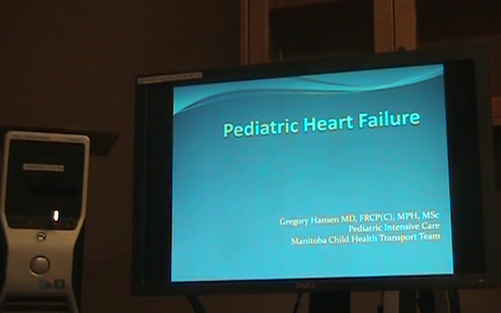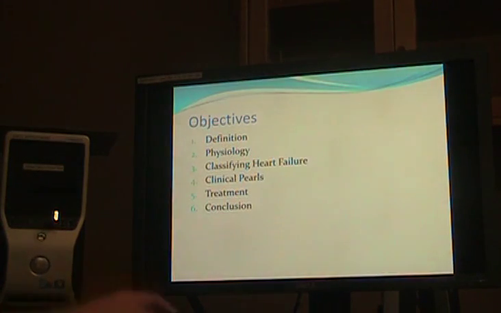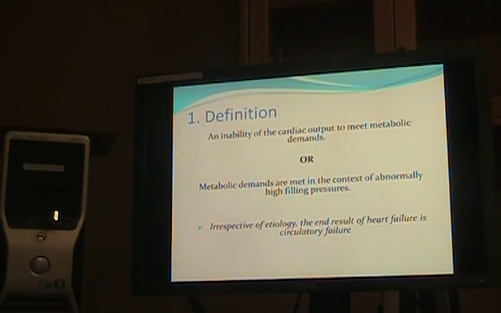Pediatric heart failure begins in the steam room. We'll define heart failure, we'll go over the physiology of heart failure, we'll spend very little time classifying it, and then most importantly we'll look at what heart failure looks like in the transport environment. So what is heart failure?